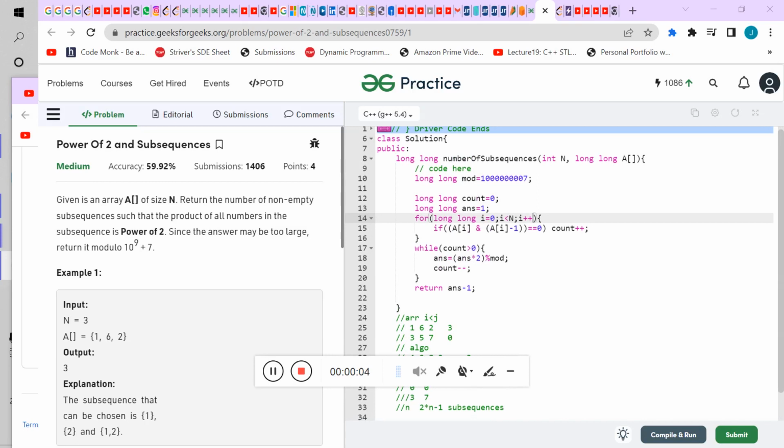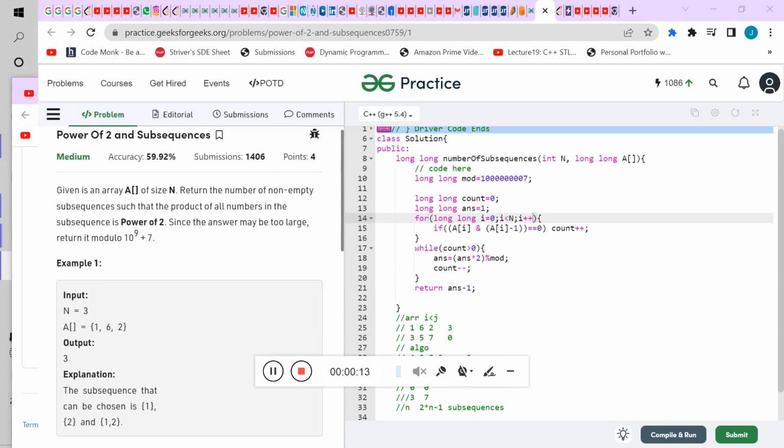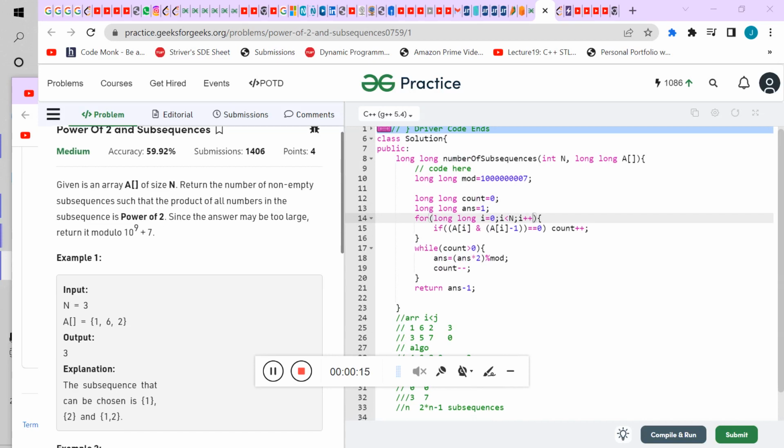In this video, we are discussing the GFG problem of the day, that is Power of 2 and Subsequences. This is a medium level question, so let me just brief you about the question.